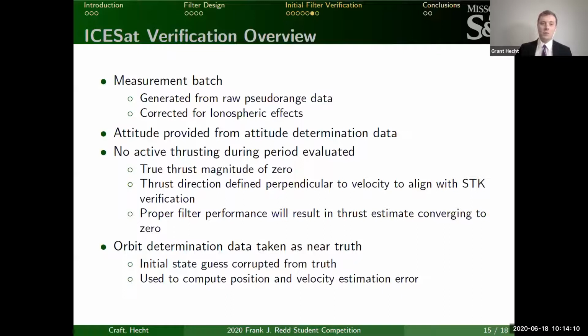The precision orbit determination data is taken as near truth and is used to generate a corrupted initial state guess. This data is also used to compute approximate position and velocity estimation errors. Due to the 0 thrust magnitude, any non-null thrust estimate is taken as thrust estimation error.